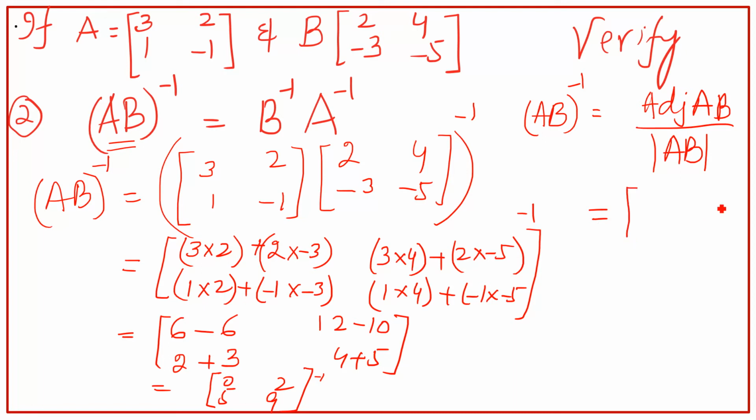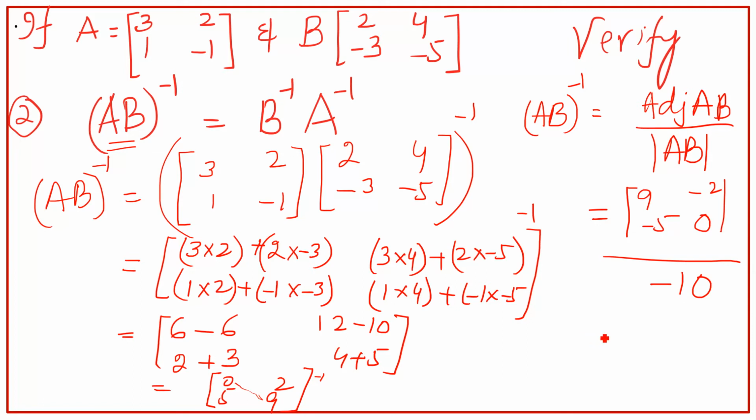So what is the adjoint of AB? How we will take the adjoint? Change the position of this. It is 9 and 0, and change the sign of these two. It will be -2 and -5. And determinant of this will be -10. How? See, multiply this. 9 times 0 minus 10, it is -10.